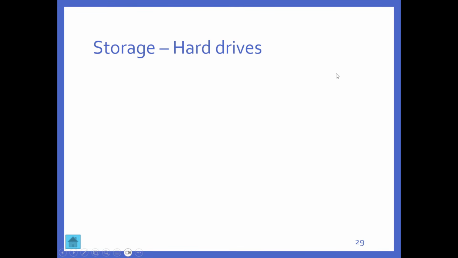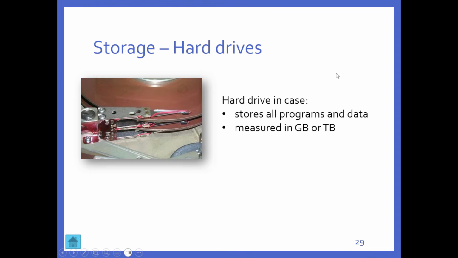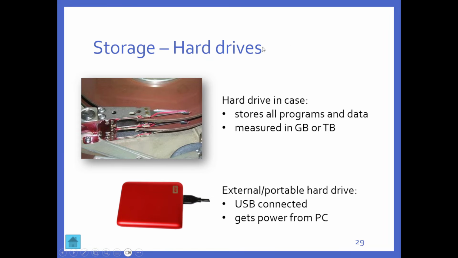Now, we do have different storage mediums. For example, our hard drives. This is a traditional hard drive, right? You can see it's got its physical number one. It's got disks. These are actuator arms that actually write the information onto the disk. And this is where all our programs and data are stored. And it's usually, like I said, measured in either gigabytes or terabytes. We also have external hard drives or portable hard drives that connect via USB. In other words, they get the power to operate from the PC itself.